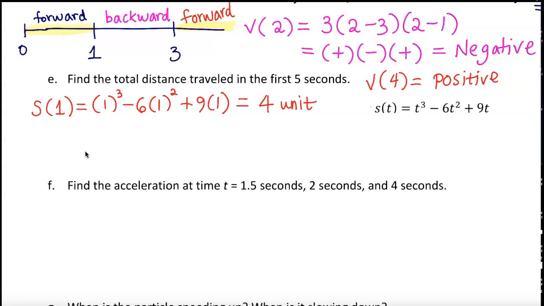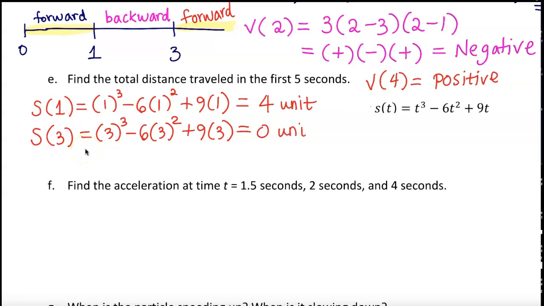Now, in between 1 and 3 though, I want to find s of 3. Where is my little particle at time 3? That is 3 cubed minus 6 times 3 squared plus 9 times 3. I'm typing this into my calculator. I'm trying to figure out where this little guy went. This is fun. Oh, look at that, 0 units. So the position of this little guy at time 3 is 0 units.